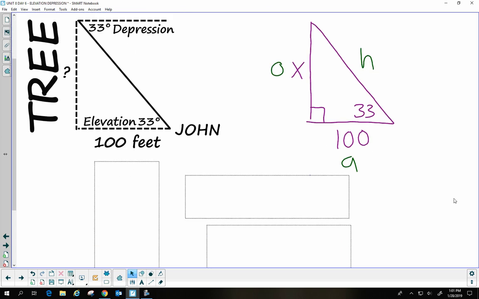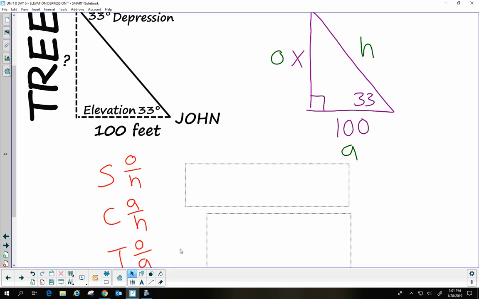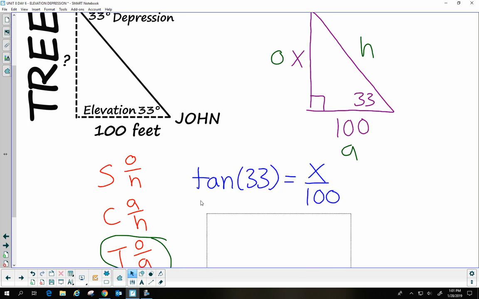And so in order to find out how tall the tree is, I can use trig. I always write out my functions. Here I have my opposite side I'm looking for, my adjacent side I know, and so that means I'm going to select tangent. So the tangent of my angle of elevation, 33, is equal to the opposite side x divided by the adjacent side 100.